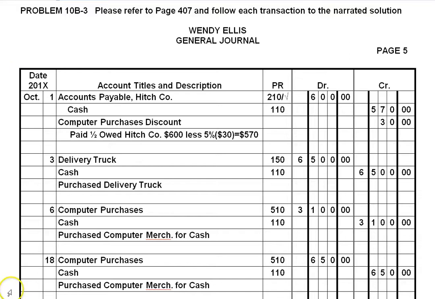Hi people, this is the solution to problem 10b-3. You have it from before, but I'm narrating it for you here.